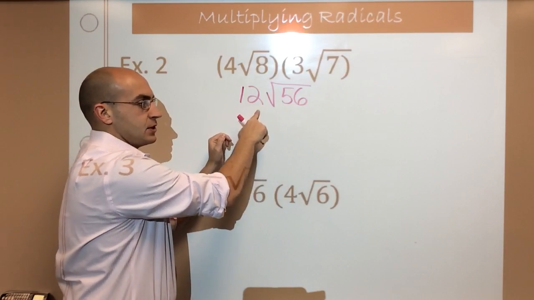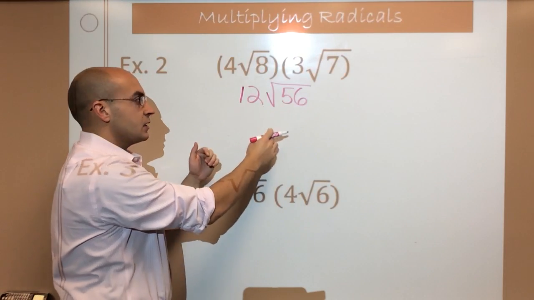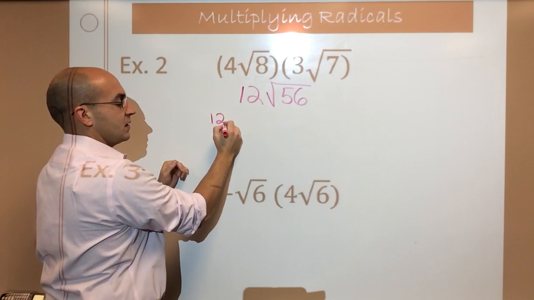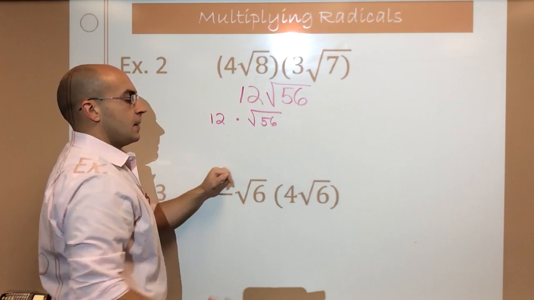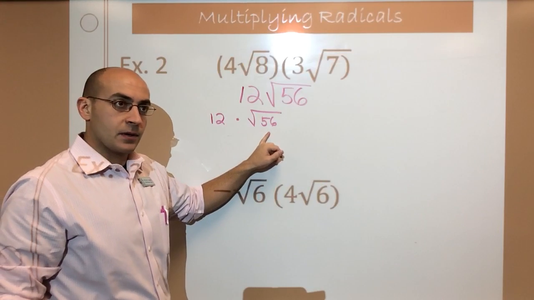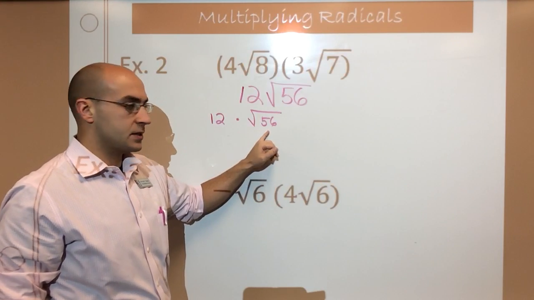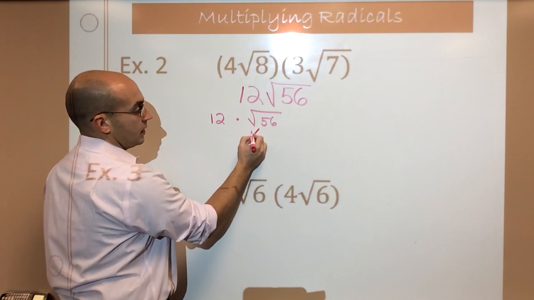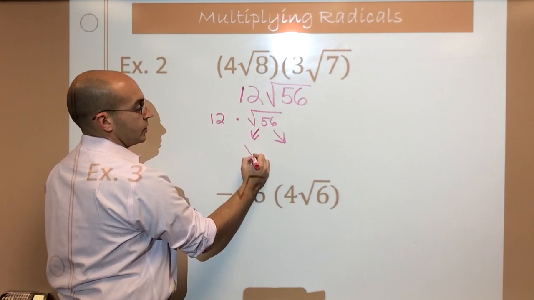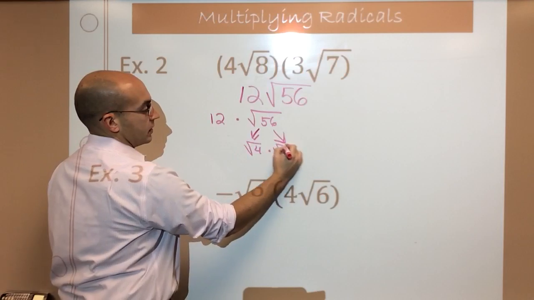Because remember, anything next to each other is multiplication. It's an operation. I'm just going to put the 12 over here for a minute. And this is 12 times the square root of 56. Okay. 4 is actually the greatest perfect square I can pull out of this. So it's 4 times 14 is 56. I'm going to go the square root of 4 times the square root of 14.